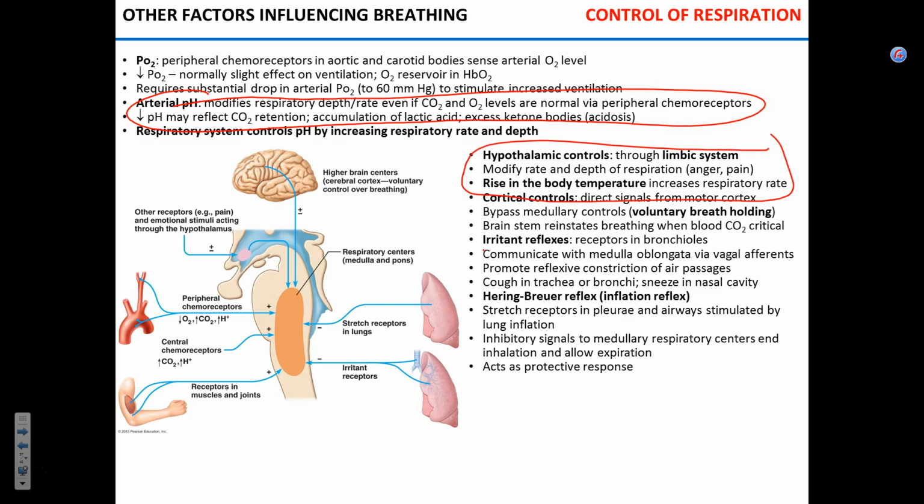Those are hypothalamic controls. We talked about it. Now, that's cortical. So when CO2 is critically high, the brainstem will reinstate normal breathing, even if you want to hold it. Irritant reflexes, we discussed that too. And this is the Breuer reflex, which allows you to make a smooth transition from inhalation to exhalation.